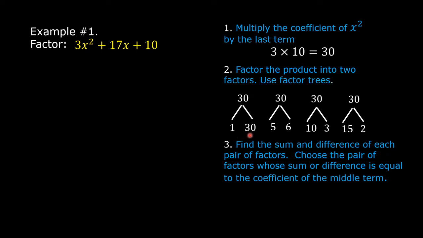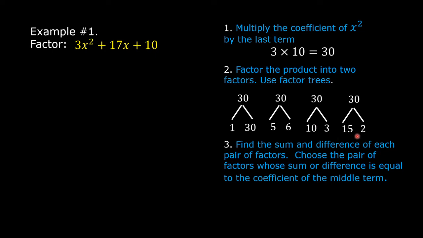1 plus 30 is 31. 31 is different from 17. 30 minus 1 is 29. 29 is different from 17. 5 plus 6 is 11. 11 is different from 17. 6 minus 5 is 1. 1 is different from 17. 10 plus 3 is 13. 13 is different from 17. 10 minus 3 is 7. 7 is different from 17.